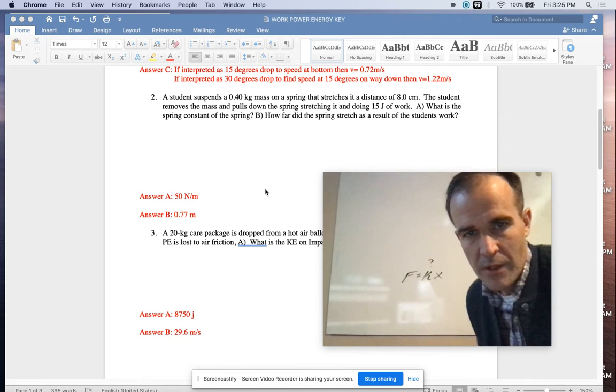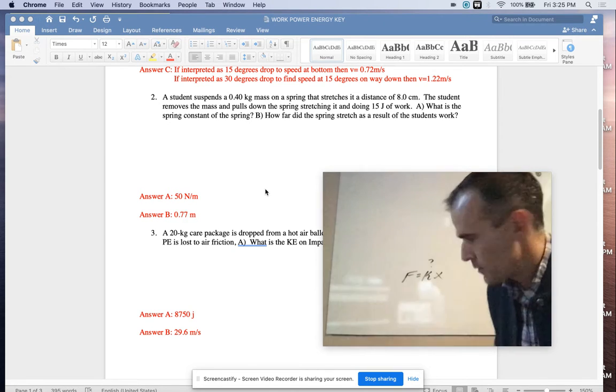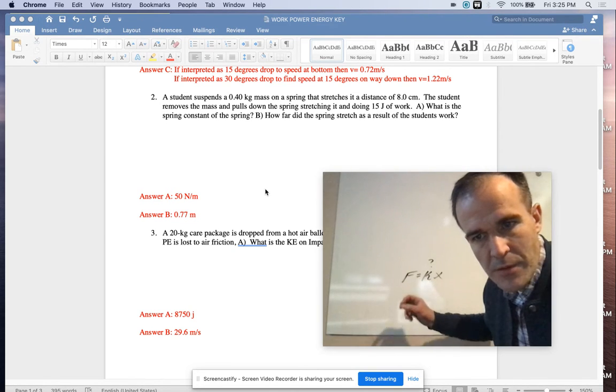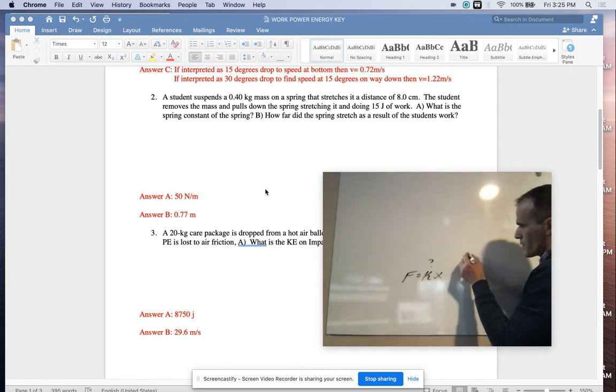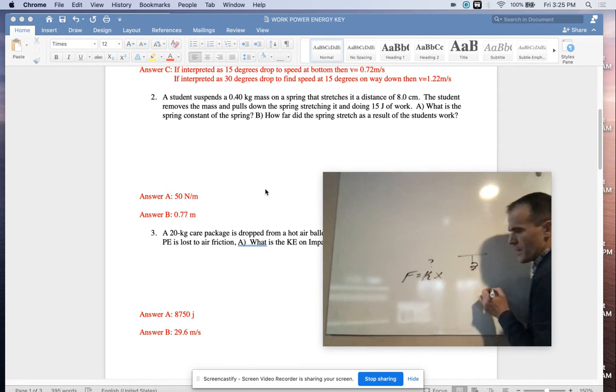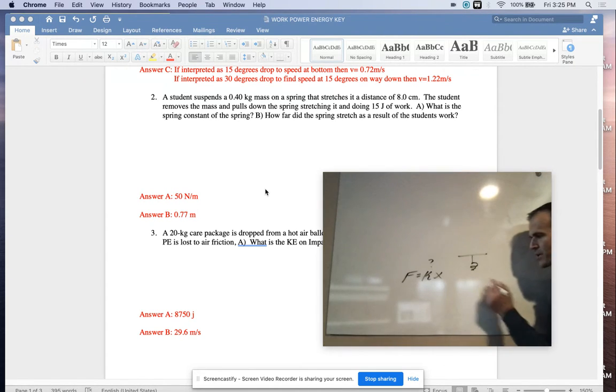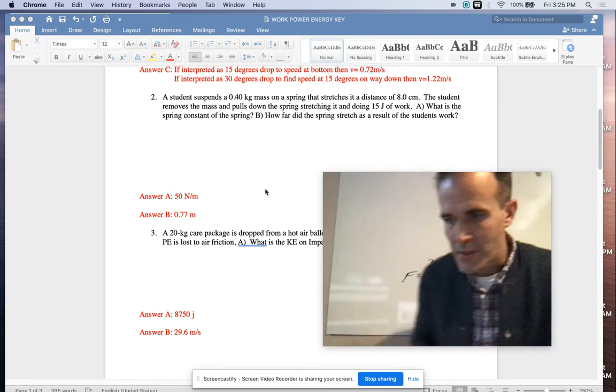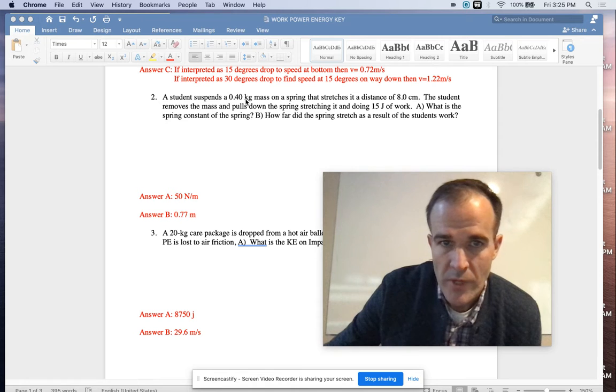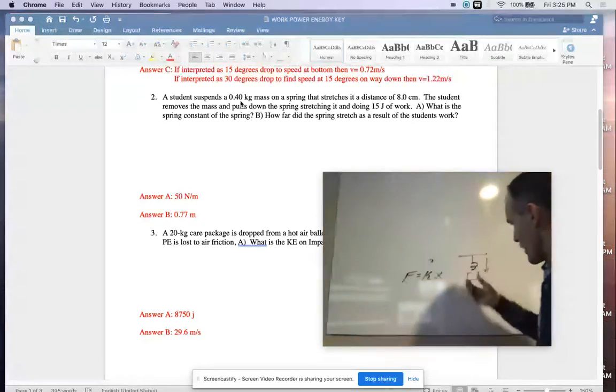So with this one, they're giving you info to figure out the force, which is really just hanging that first mass on there. A student takes the spring and hangs a mass on that spring. When they hang that mass on that spring, it's going to stretch the spring, and that's what they're telling you at the very beginning. So what's the force? It's the weight of it.